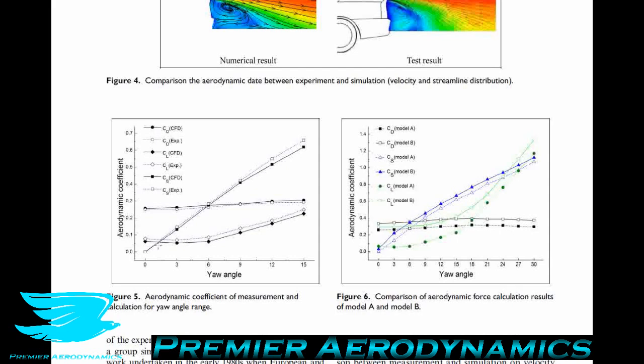Indicating a systematic error. However, the trend found in experiments is matched very closely by the CFD, and that's pretty good. That's what I was mentioning earlier, where the trends seem pretty good, but the exact numbers are sometimes a little bit off. Moving on to the drag coefficient, we can see that it's quite good. The CFD matches almost perfectly with the experiments.